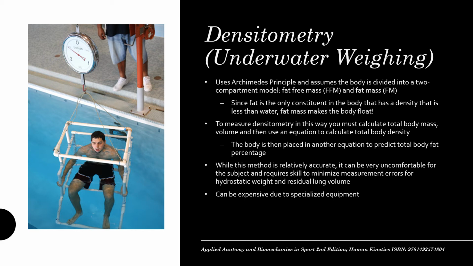And then we plug this information into an equation to calculate their total body density. Once we have their total body density, we're going to turn around and place this information into another equation. This is going to help us predict our total body fat percentages. This method used to be the gold standard.